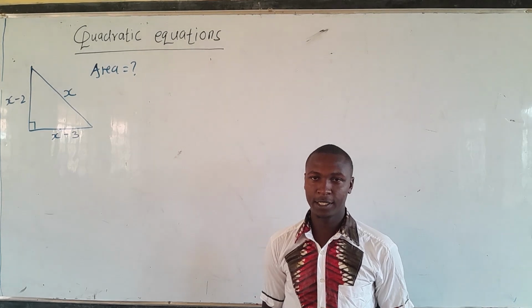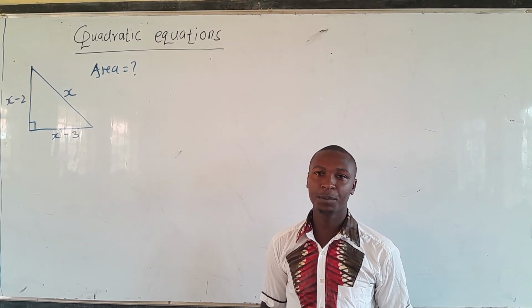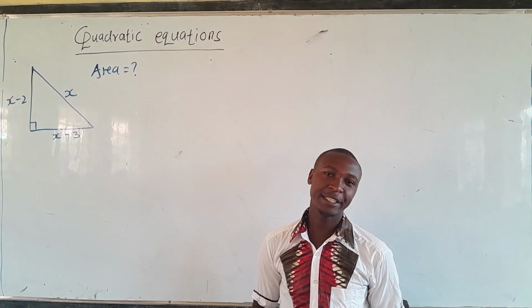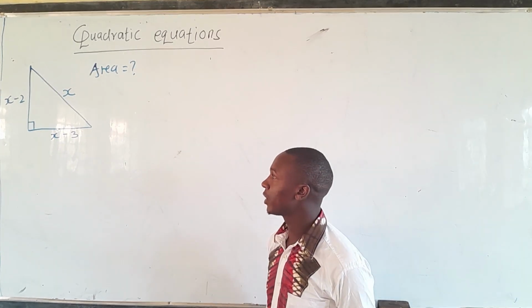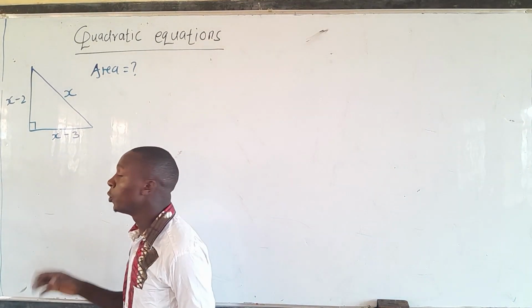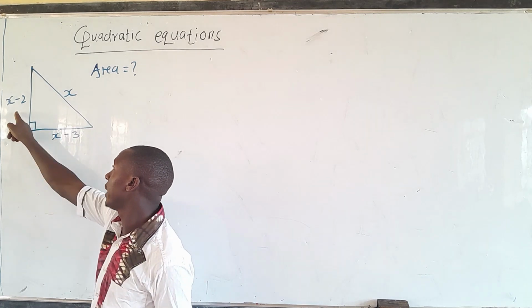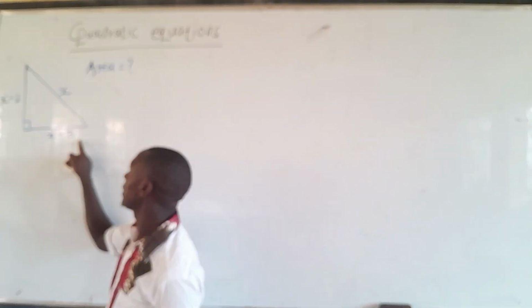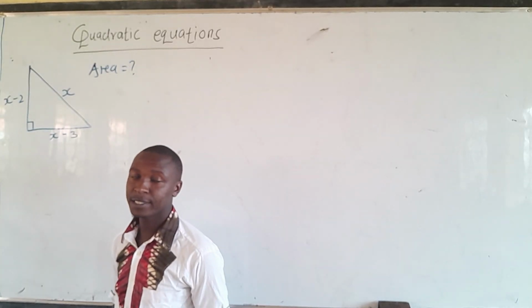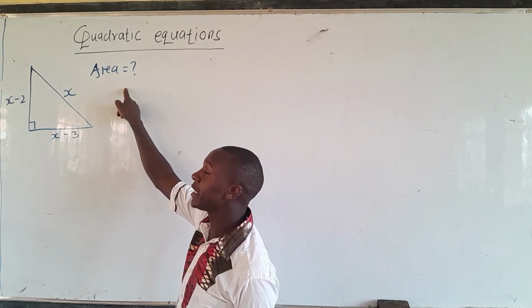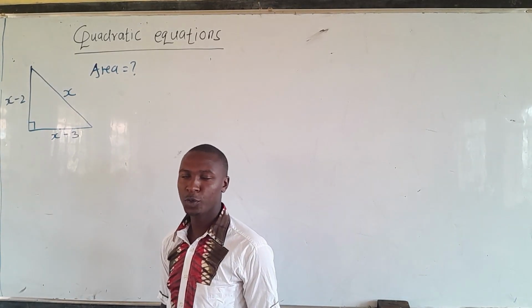Welcome to this class, and here we're going to do more examples on how to apply quadratic equations. We have a triangle here whose dimensions are as follows: x minus 2, x minus 3, and the hypotenuse is given as x. We are supposed to find the area of this triangle. How do we go about it?